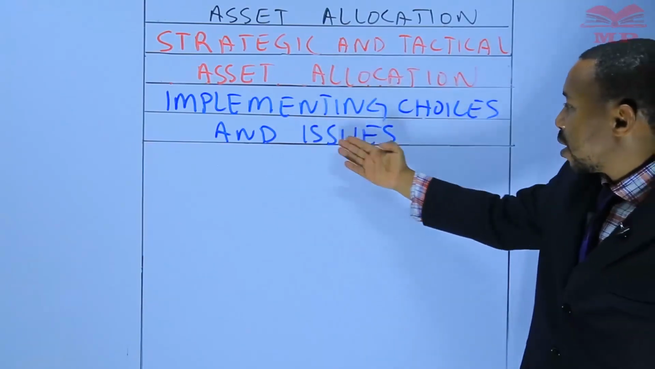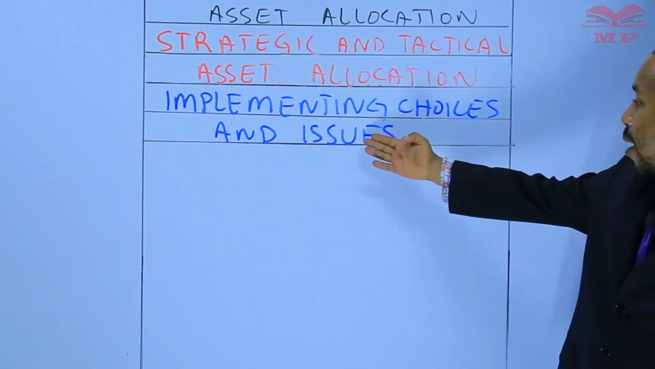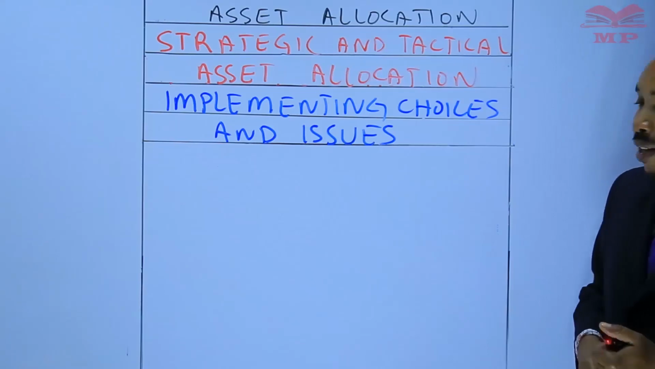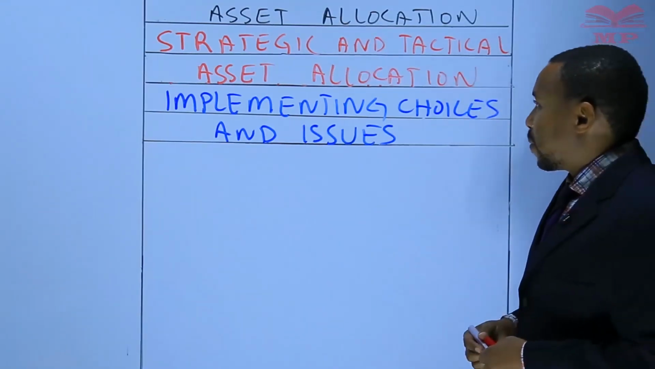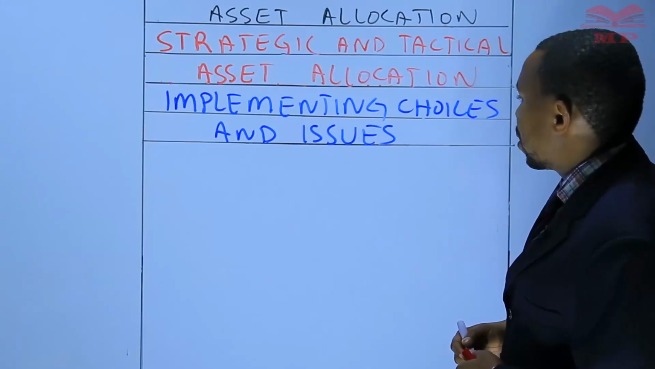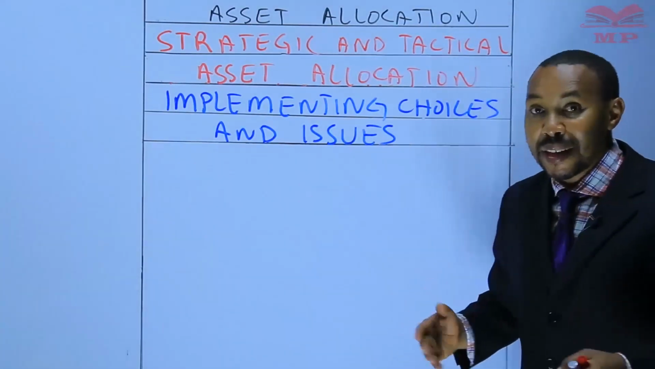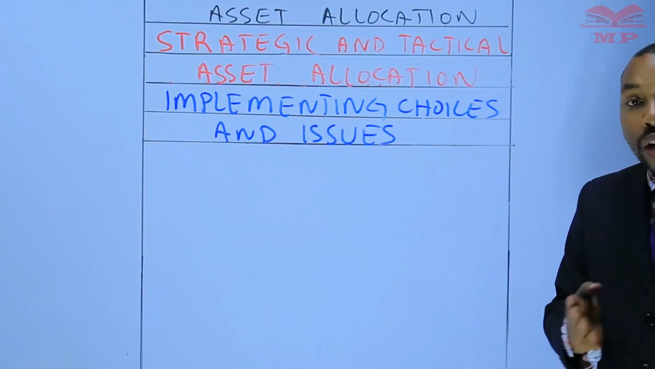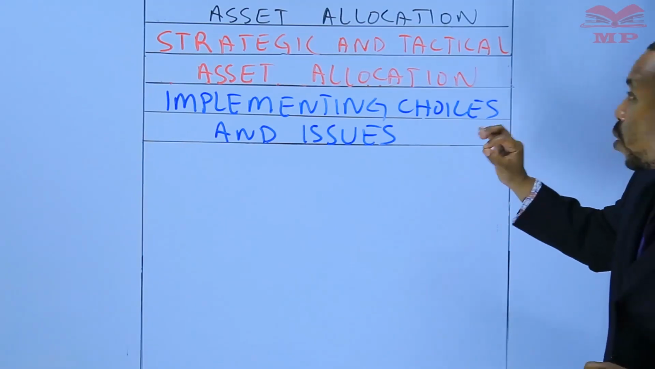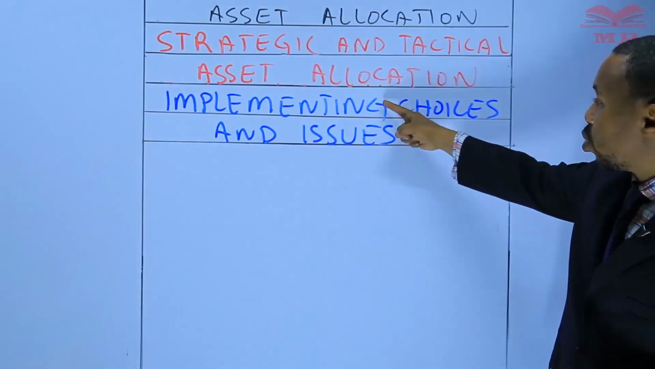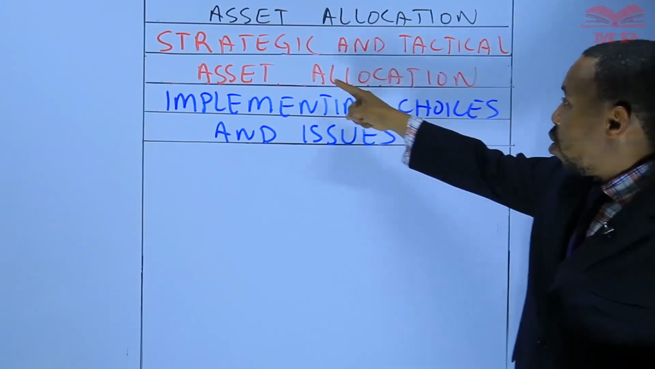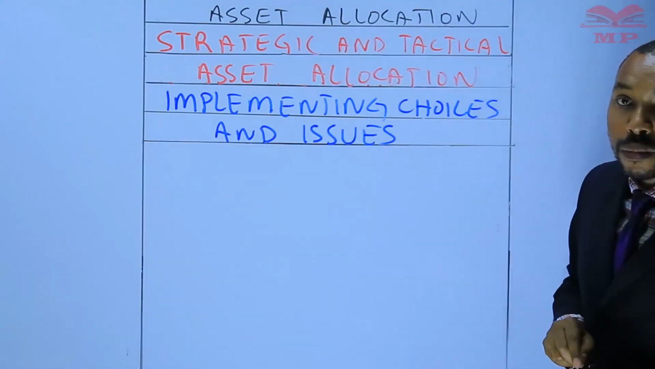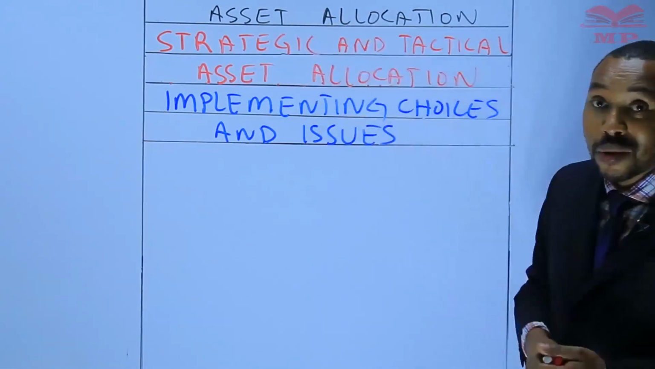Implementing choices and trying to identify the issues that portfolio managers face when managing a portfolio, either strategically or tactically. To put it into perspective, because we are learning about asset allocation, trying to allocate funds to specific asset classes. Asset classes could be bonds, stocks, cash, derivatives, alternative investments, and so forth. We need to understand how we are going to apply implementation strategies onto strategic asset allocation, implementing strategies to tactical asset allocation. What is this strategic and tactical asset allocation?